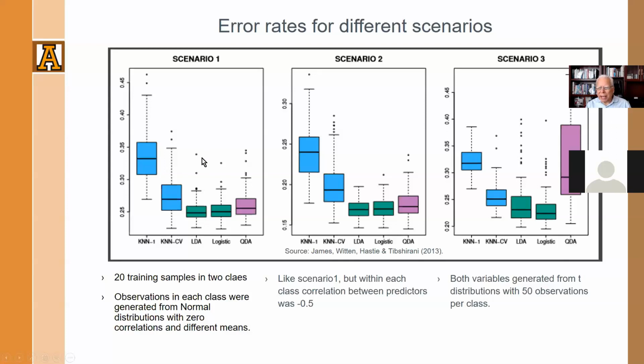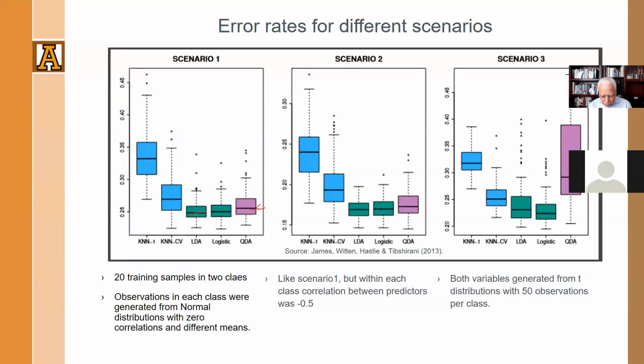Although we have some outliers here, it is definitely the best, because the conditions for the linear discriminant analysis are met when generating these data points. They were generated from normal distributions. Then the quadratic is very close. This is the median of the error rate in the test data set. The median is very close to the linear discriminant case.